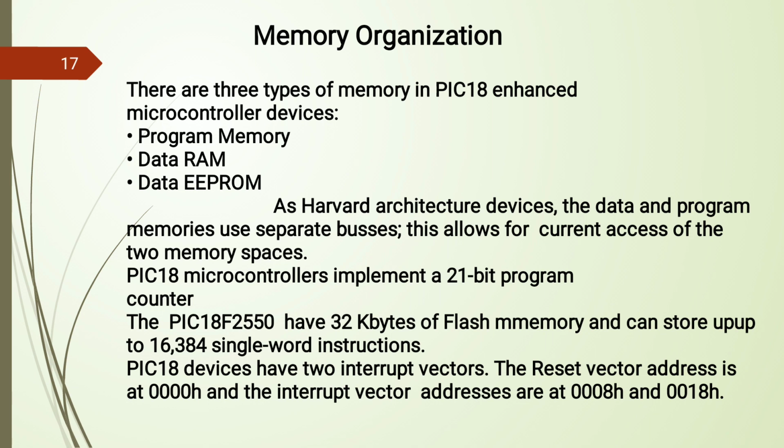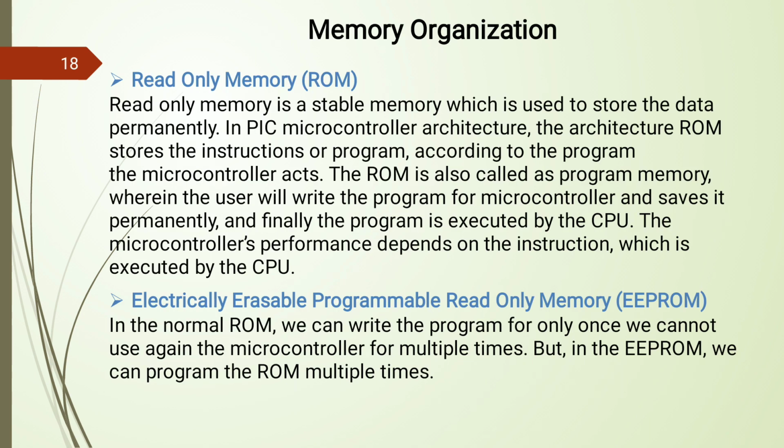Here PIC18F supports two types of interrupt vectors, low priority interrupt vector and high priority interrupt vector. Based on that, the reset vector address is always at 00h and the interrupt vector address is at either 08h or 18h, that is hexadecimal. So 08h and 18h are based on the low priority interrupt or high priority interrupt. So two interrupt vector addresses are provided, which we will see in the interrupt section.